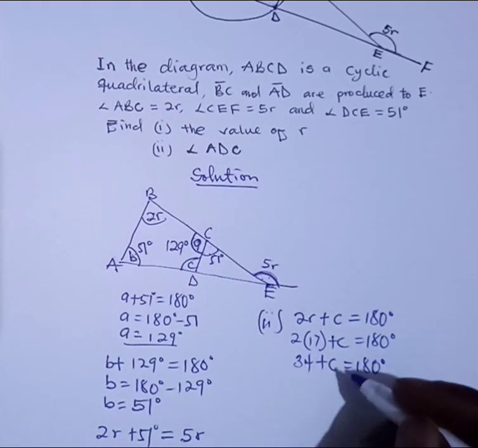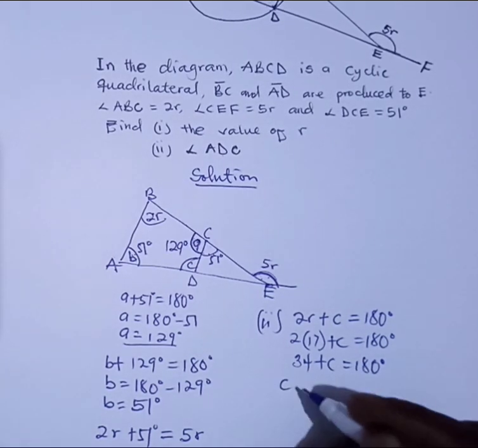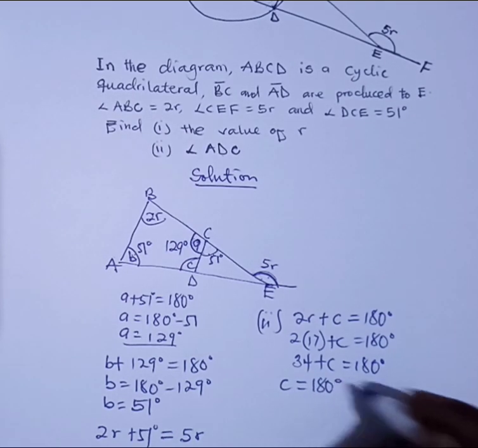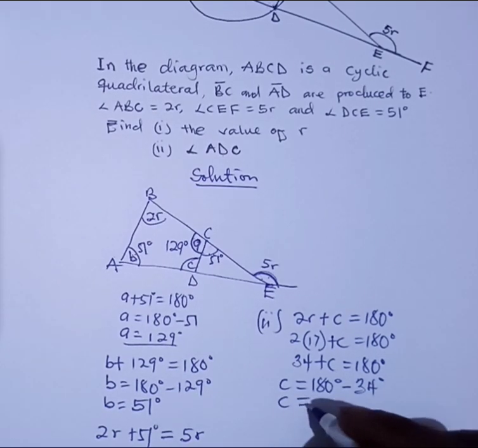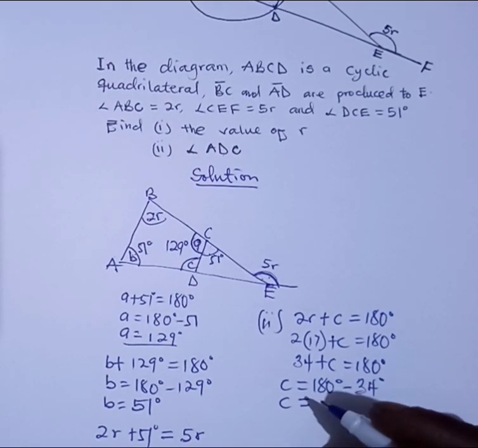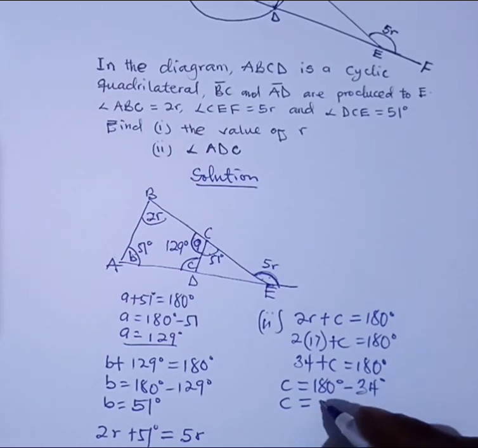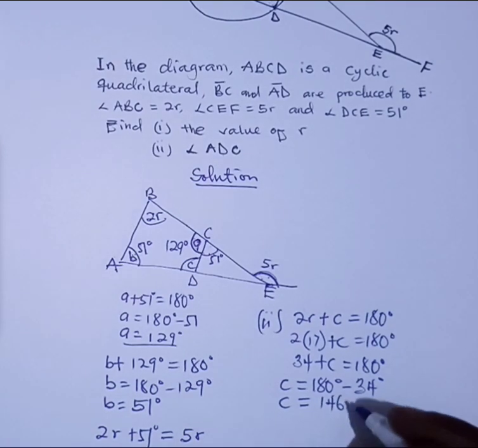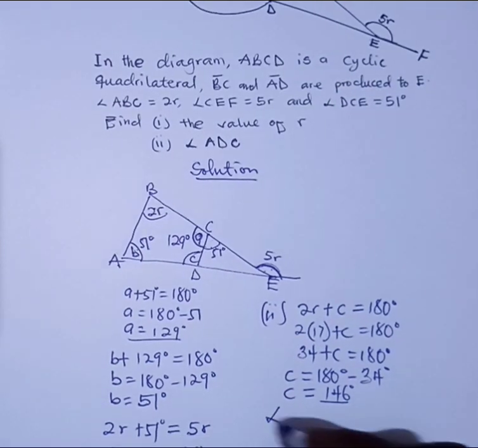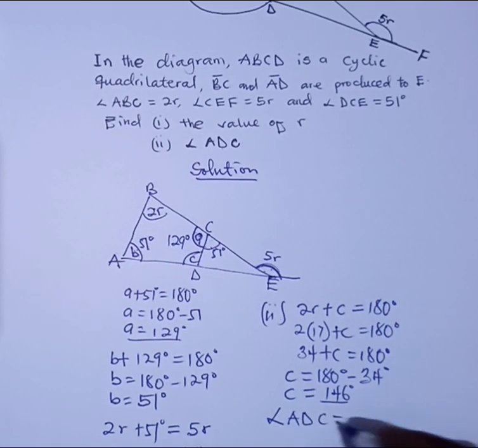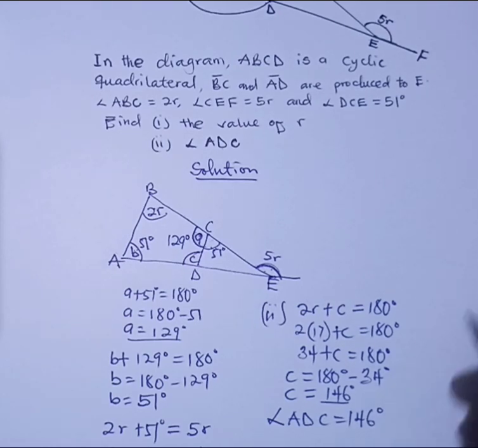So if I make c the subject, then I get c is equal to 180 degrees minus 34 degrees. So my c is equal to what? 180 degrees minus 34 gives me what? 146 degrees. Good. So it means that angle ADC is equal to 146 degrees. So very simple.